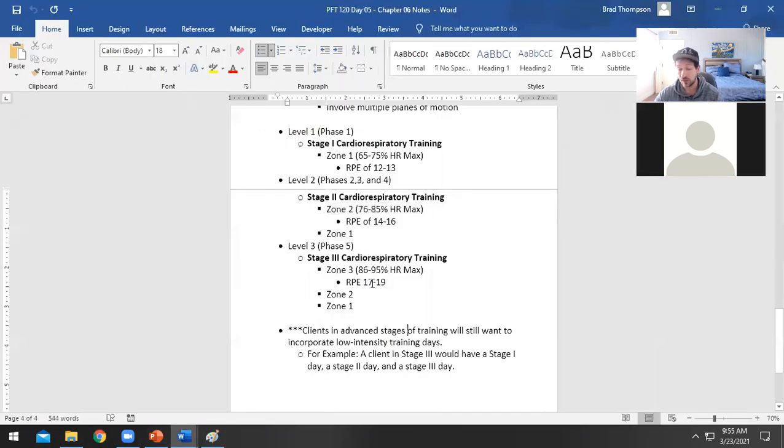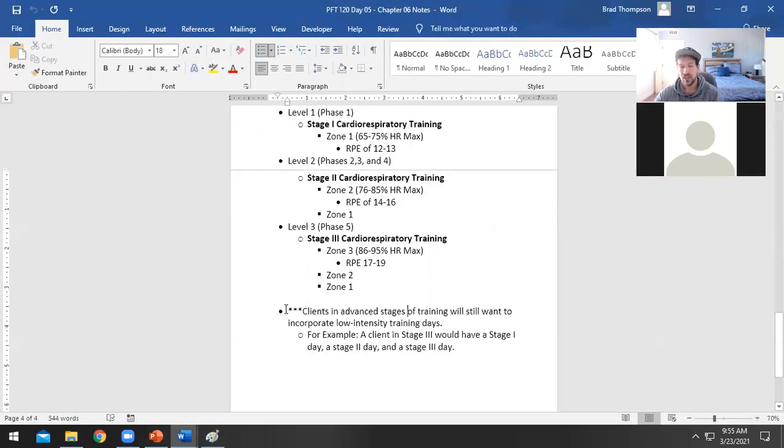But basically what we're looking for, right? I put a little asterisk here. Clients in advanced stage of training will still want to incorporate low intensity days, right? So a client in stage three would have a stage one day, they'd have a stage two day, and they'd have a stage three day. And that's what their sort of interval training would look like.